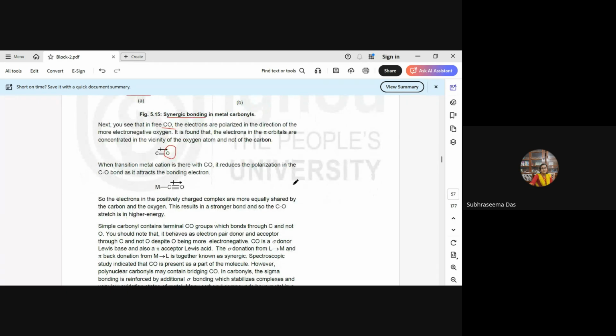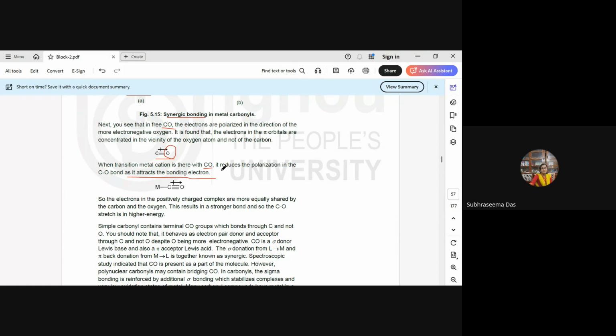So when a transition metal cation is taken and forms a compound with CO, this type of polarization is reduced in the CO bond because the metal attracts the bonding electrons. For a free carbon monoxide molecule, the electrons are pulled or polarized toward the oxygen because oxygen is more electronegative.